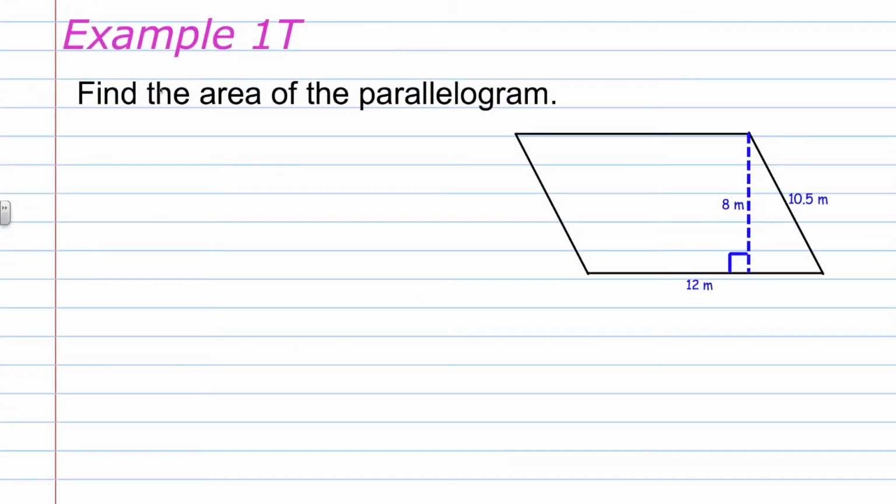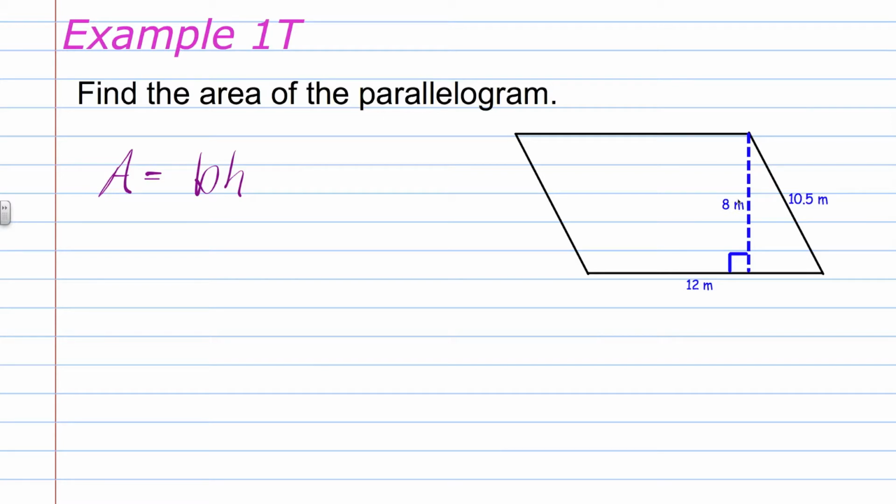In example 1t, we are asked to find the area of the parallelogram. To do that, we need to remember the area formula, which is area is equal to the base times the height. And in this particular diagram, we have three numbers. We're told both bases. We're told that this base, the left and the right base, has a length of 10.5 meters. We're told here that this base, and well, the top base would have a length of 12 meters. What we're given is this height here, 8 meters.